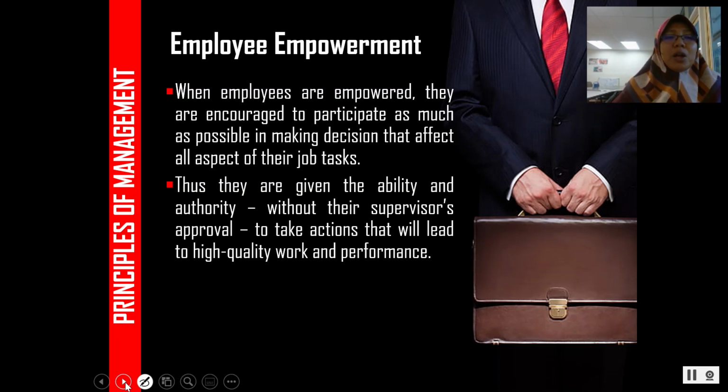Okay, so why do they do this? Because they want to take action that will lead to high quality work and performance. Okay, so this is the last part of the organizational principles of management. We have 8, and the last one is employee empowerment.